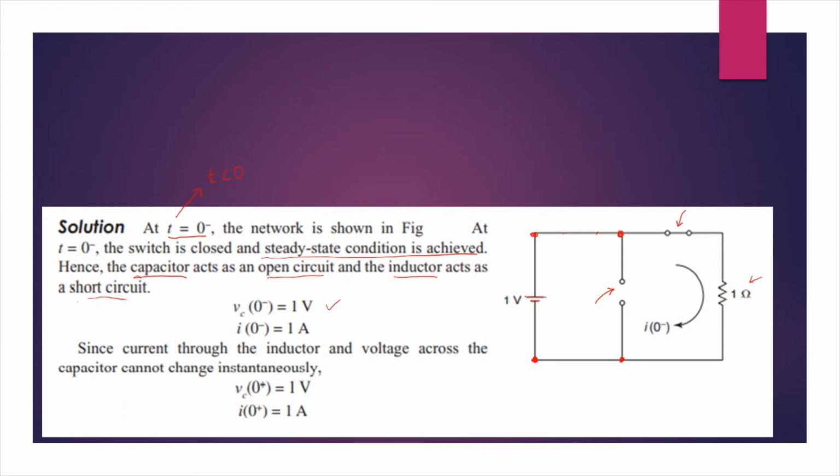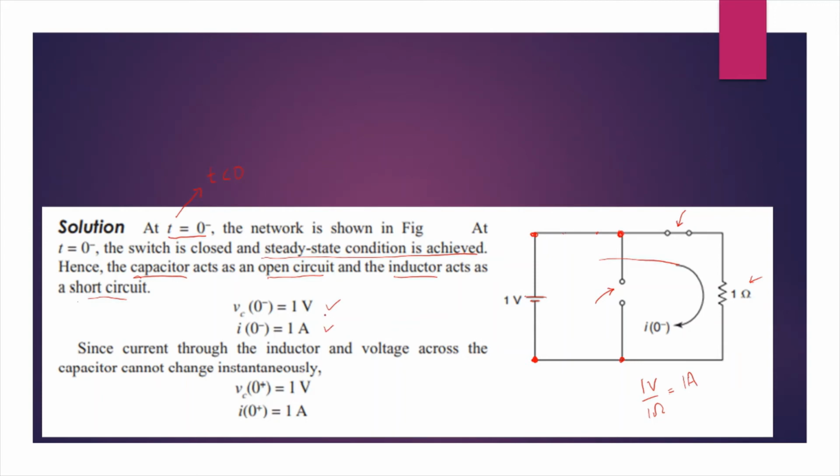Next we have to find the current through the inductor. The current through the inductor is found using 1 volt divided by 1 ohm. So that value will be equal to 1 ampere. That is what is written here.